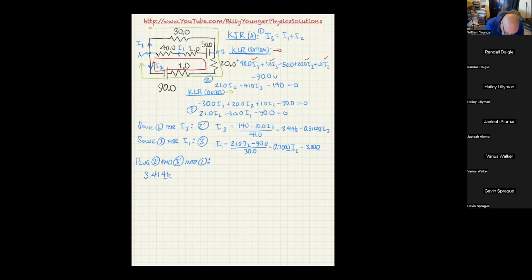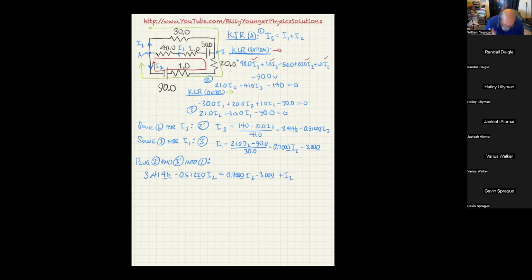Okay, minus 0.51220 I2. So that's I3. And according to the equation, I3 is supposed to equal I1 plus I2. So I1 is, of course, given by 0.7000 I2 minus 3.000, and then plus I2, which is again from equation 1.